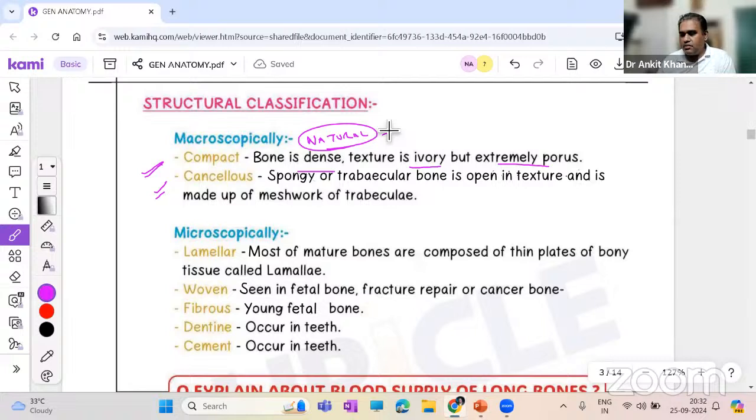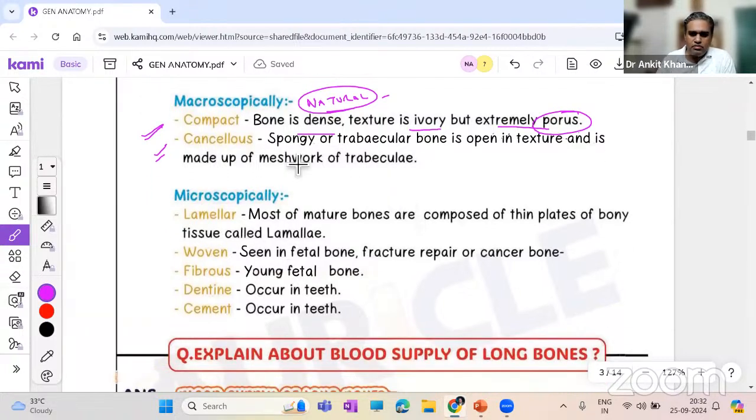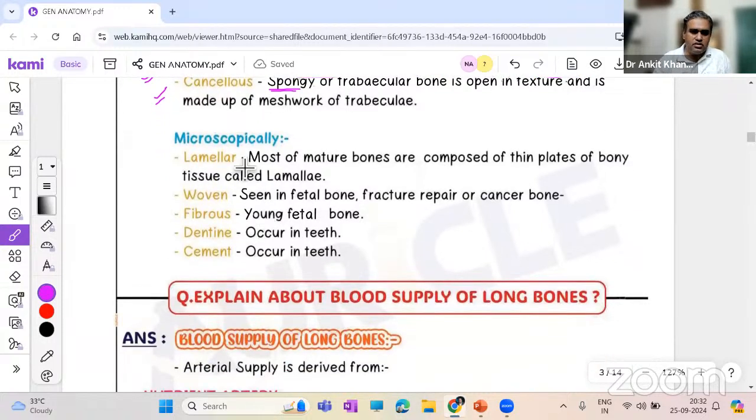With your life experience, the moment you see such a long bone like a femur, and you pick it up and see how strong it is, you realize it is not that heavy. The reason is that it is extremely porous. It has a medullary cavity inside, like bone marrow, and it is highly porous. That's the whole point. And cancellous is trabecular, spongy bone, which is found at the ends of long bones. Then there is a microscopic difference over here.